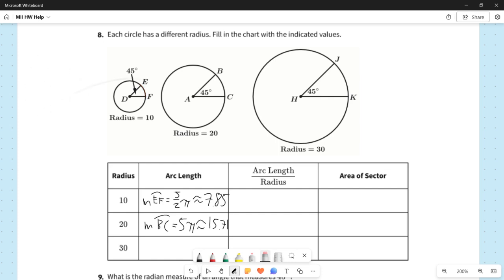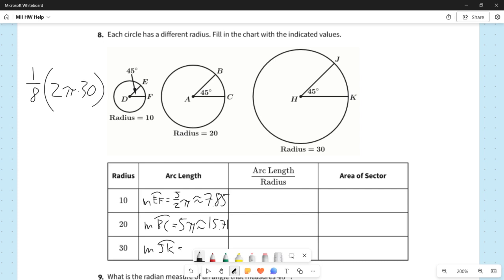And then finally, for the large circle, our arc here is JK. So I want the measure of arc JK, just like that. Again, our central angle is 45 degrees. 45 degrees is 1/8 of a circle because a circle is 360, and 45 over 360 reduces to 1/8. So I want 1/8 of my entire circumference, and the circumference of the large circle is, again, 2 times pi times my radius, which in this case is 30.